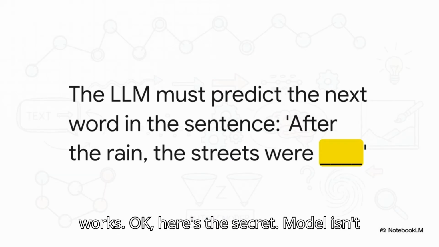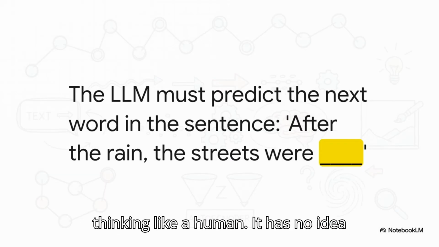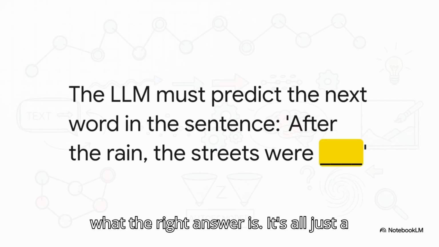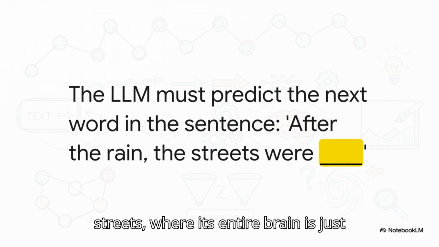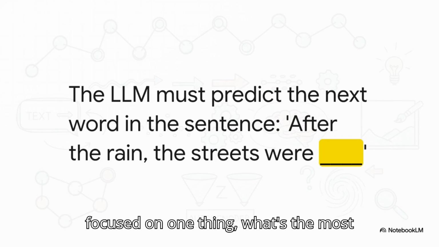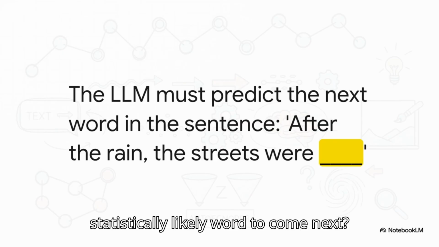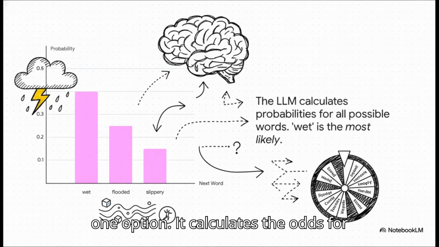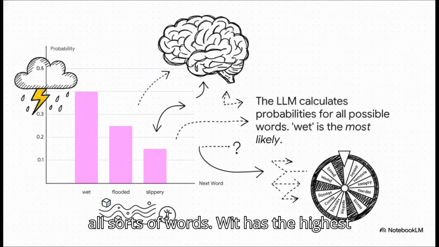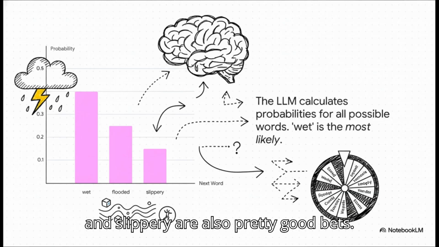Okay, here's the secret. The model isn't thinking like a human. It has no idea what the right answer is. It's all just a game of probabilities. So when it sees a sentence like, "After the rain, the streets were," its entire brain is just focused on one thing. What's the most statistically likely word to come next? And as you can see here, it's not just one option. It calculates the odds for all sorts of words. Wet has the highest probability, sure, about 40%, but flooded and slippery are also pretty good bets.